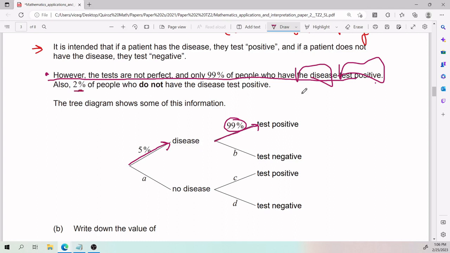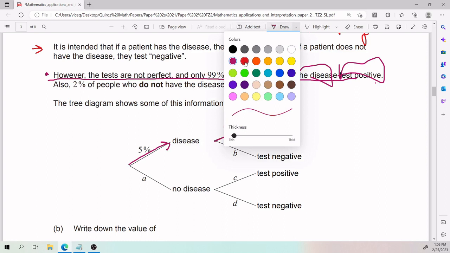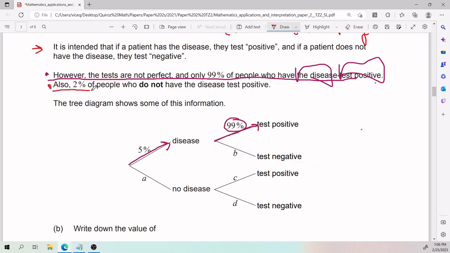So where does this 2% go? They tell us also 2% of people who do not have the disease test positive. I'm going to use another color here so that we know what's going on. I will be using, let's say, red, okay? So 2% of people who do not have the disease test positive.